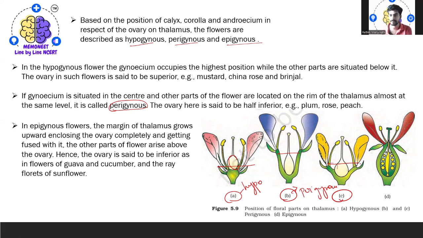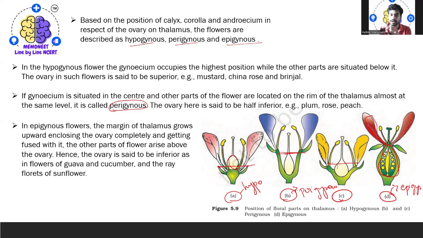The last one is the D that you are watching. So it is epigynous. So what is this epigynous, my dears? The margin of the thalamus grows upward, okay, and encloses the ovary completely and gets fused with it. So can you observe the fused kind of structure here? So what happens? The other parts of the flower normally arise above the ovary. Here, it is arising above the ovary, okay, above the ovary.